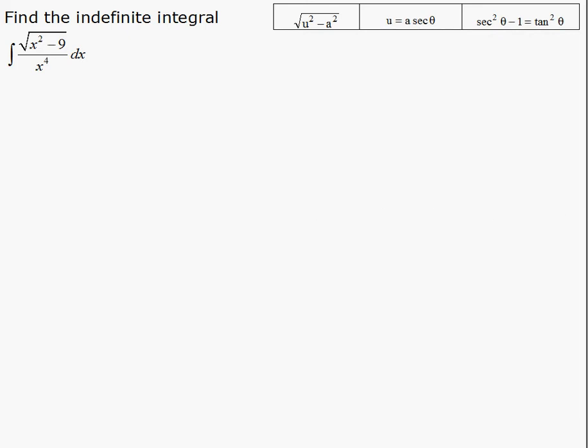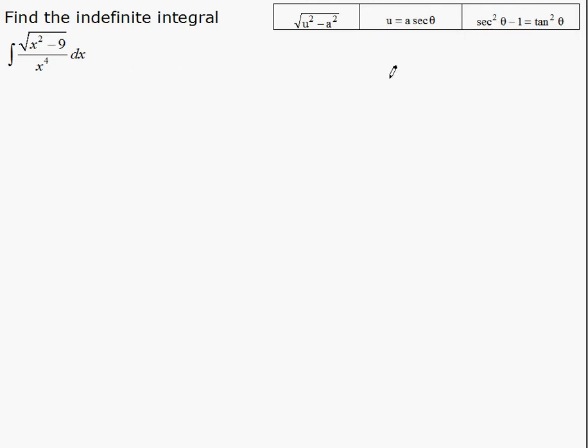This example is to solve an integral using trigonometric substitution. We have the integral of the square root of x squared minus 9 over 4x to the fourth. The square root indicates to us that trigonometric substitution should work. X squared minus 9 fits this form, a function squared minus a constant squared, which means the substitution we're going to make is x equal to a secant theta, and then this identity will help us eliminate the root.